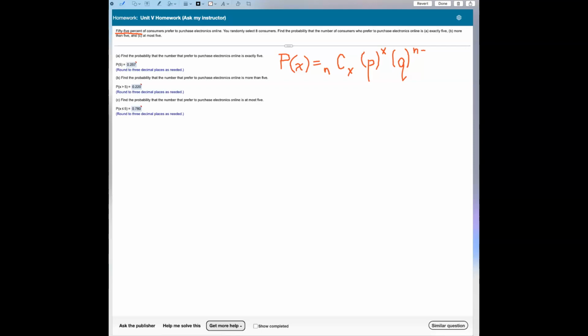Now what we need to do here is establish what each of these are, okay? Let's look at just A. We need to establish what N, P, and Q are. So N is the number of consumers. Here it says you randomly select 8 consumers. So however many consumers you're dealing with, that's your N. So N is 8.